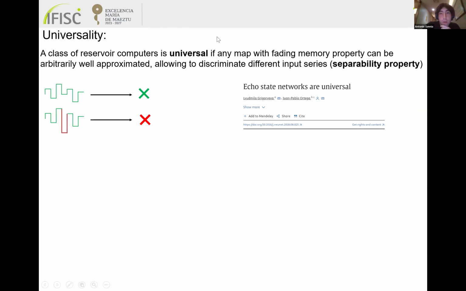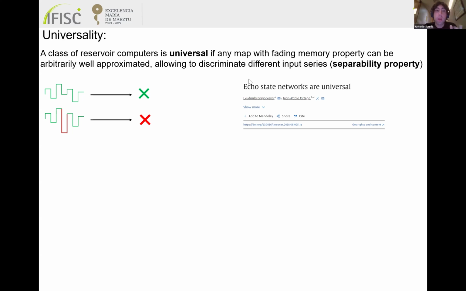So now I want to go to a more formal result that we had. I want to talk about universality. In the literature of reservoir computing, by universality we mean the possibility of a set of reservoirs to be able, in principle, to approximate any fading memory map. And in order to reach universality, we need a class of reservoirs that can, in principle, discriminate two different time series, no matter how close they are.